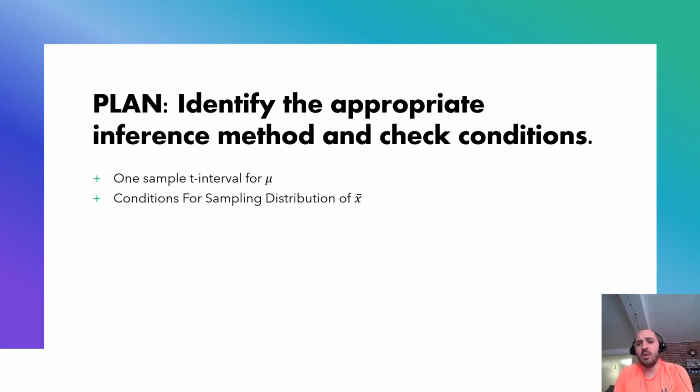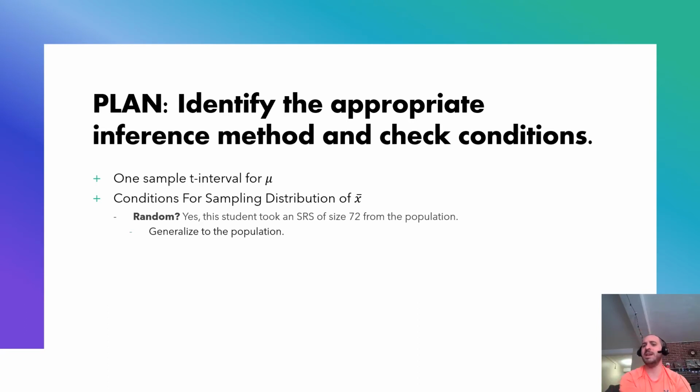But beyond that, we also want to know a randomness condition. Are things random? In this case, yes. We took a simple random sample of 72 students from our population. The reason for this randomness is that you need randomness to make inferences about your population, to be able to generalize what we see in our sample to a greater population. So we need to add this in.